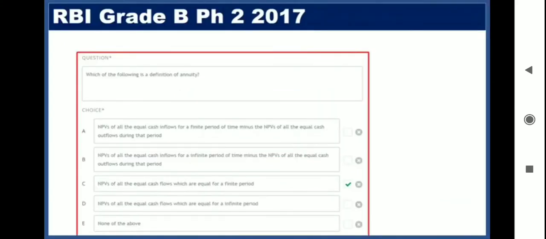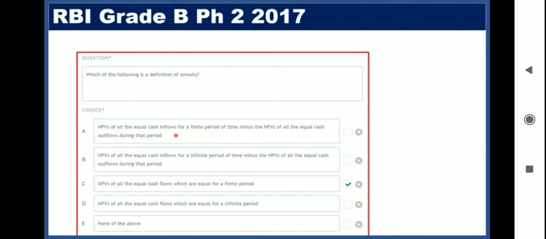So this is the question which came in RBI Grade B 2017. The question is, which of the following is a definition of annuity? The first option is regarding that annuities are net present values. NPVs stand for net present values. That annuities are net present values of all the equal cash inflows for a finite period of time minus the NPVs of all the equal cash outflows during that period.